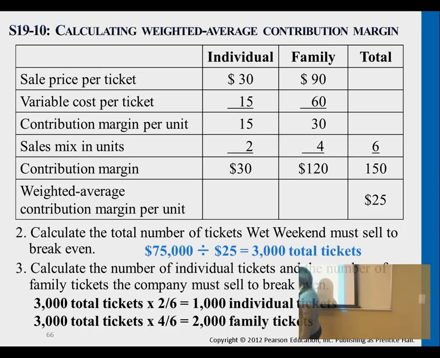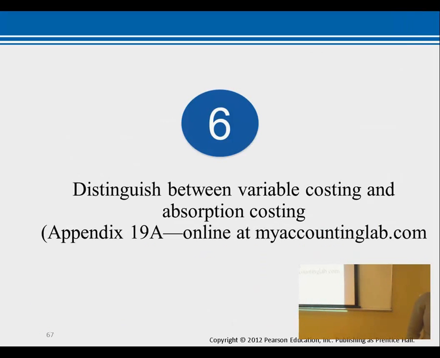Okay. So I'm sure you have those in the homework. If not, email me, I'll give you one. Let's do the sixth one, very quick, and then a quiz, and hopefully we have time for a little bit of the exam. Distinguish between variable cost and absorption costing.